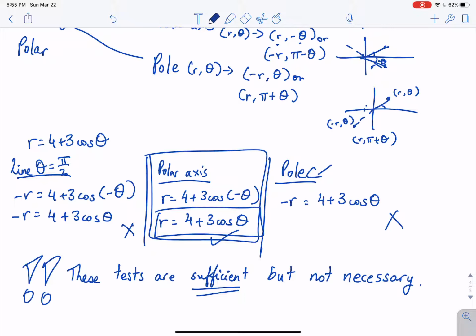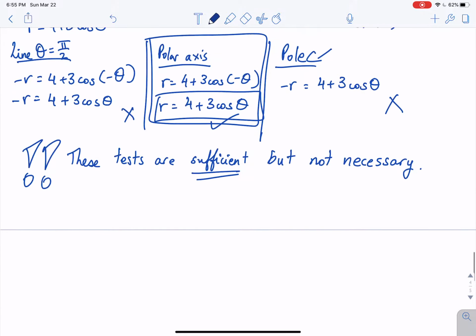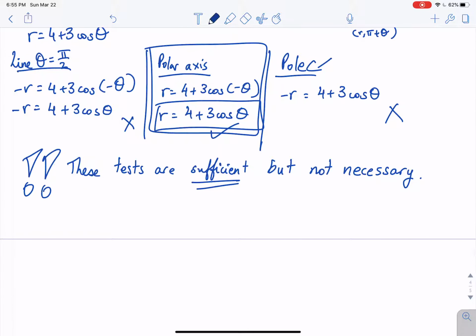So these symmetry tests on polar coordinates are not totally conclusive. If they pass, you know for sure they are symmetric. If they fail, that means try something else. It's kind of like when we did limits, right? Like if we get undefined, that means try something else. It's not done. It's not necessarily undefined.